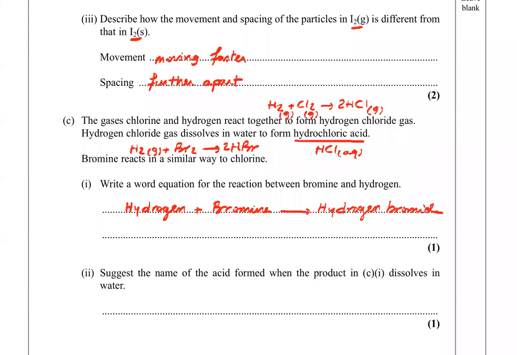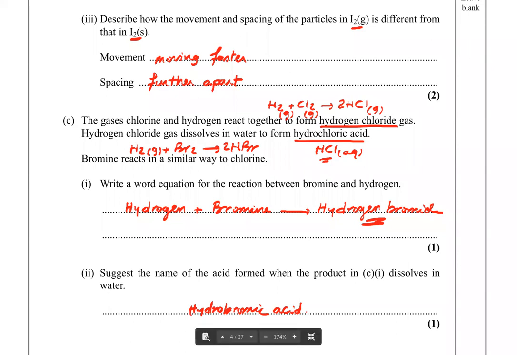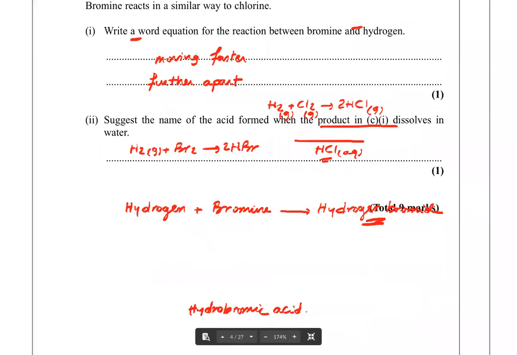Suggest the name of the acid formed when the product in C-I dissolves in water. زي ما الهيدروجين كلورايد جاز بيدوب في الووتر يعمل هيدروكلوريك اسيد فبرضه الهيدروجين برومايد is a gas وبيدوب في الووتر ويعمل هيدروبروميك اسيد. يبقى هنا الانسر هيكون هيدروبروميك اسيد. الهيدروبروميك اسيد ده زي الهيدروكلوريك اسيد نفس الفكره. يعني الهيدروكلوريك اسيد ده بيجي من dissolving الهيدروجين كلورايد in water. الهيدروبروميك اسيد برضه بيجي من dissolving hydrogen bromide in water.